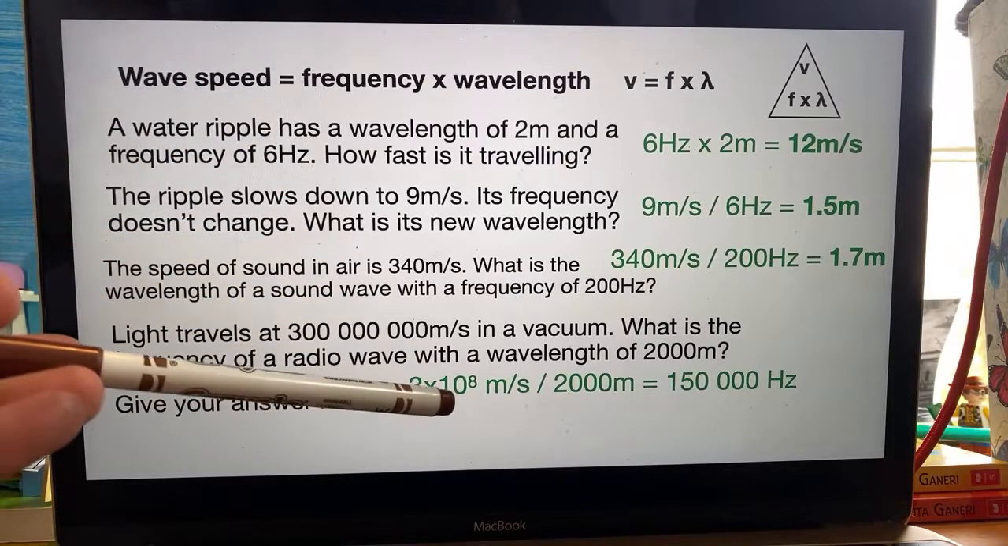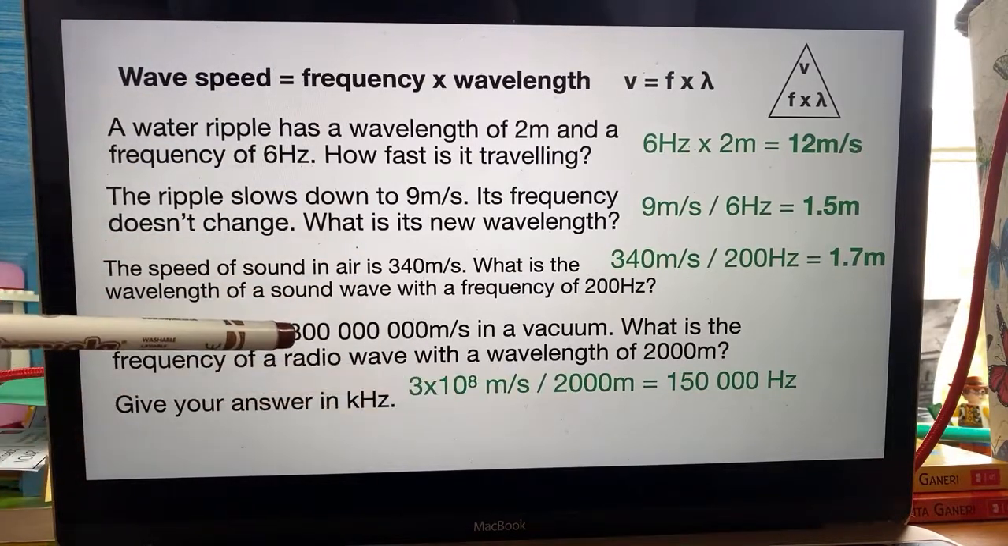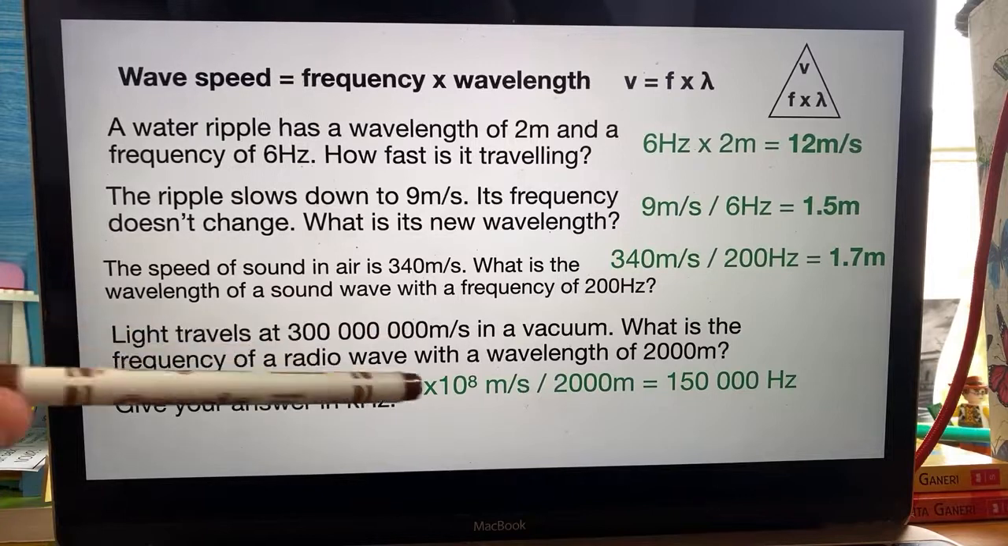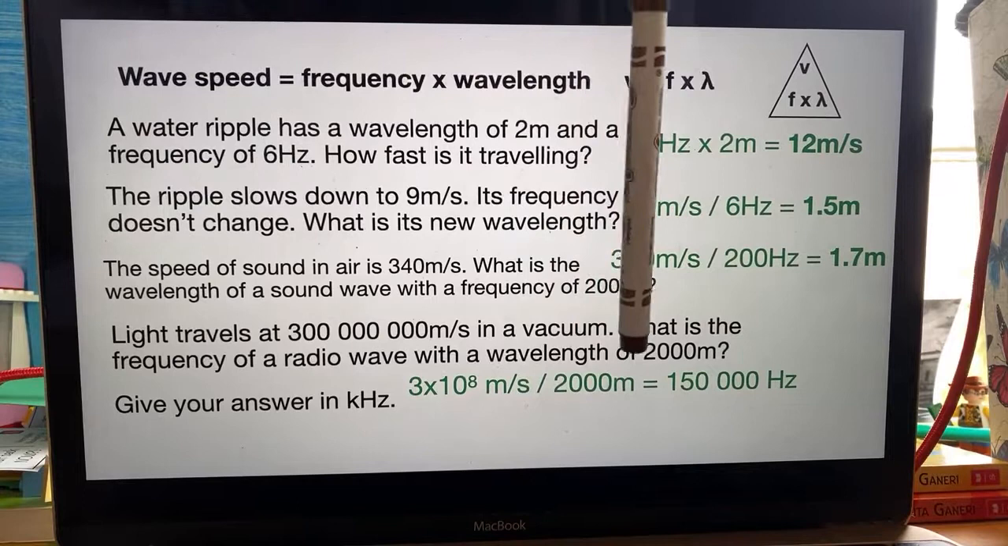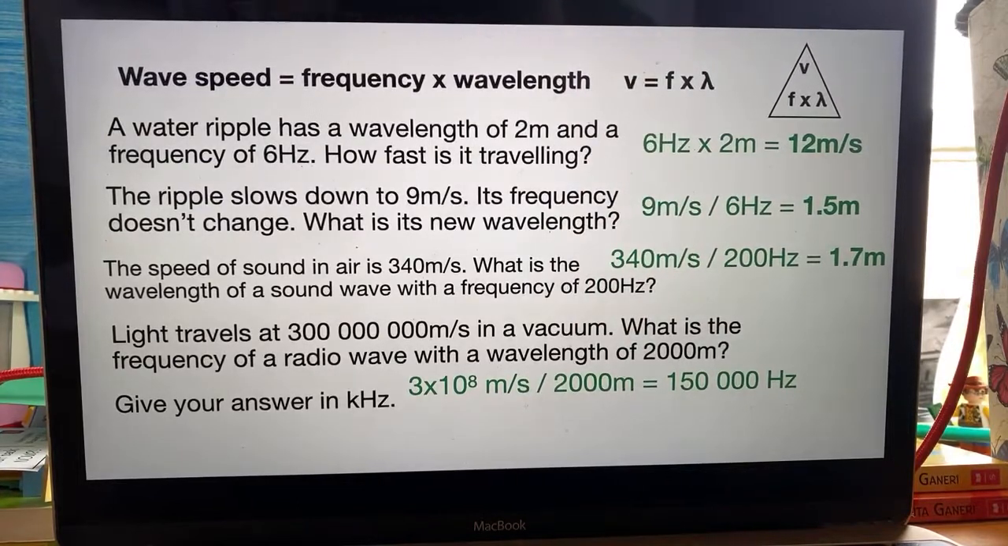Are you okay with 3 times 10 to the power 8 being just the same as 300 million? That 8 basically tells you how many zeros to put on the end. Divided by 2,000 meters, which is 150,000 hertz. Give your answer in kilohertz.